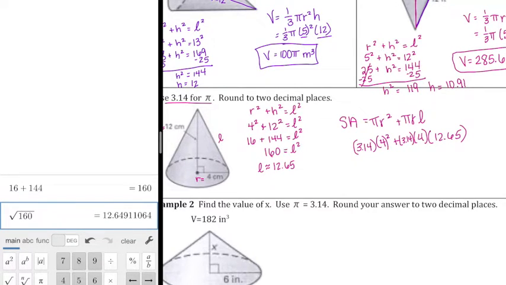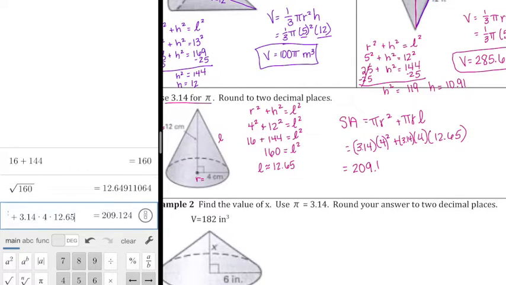All right, now I'm ready to type it in. So I have 3.14 times 4 squared, and then plus 3.14 times 4 times 12.65. From typing all that in, I have 209.12. And this is going to be square units, so centimeters squared for my surface area.